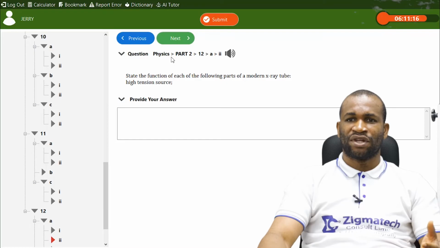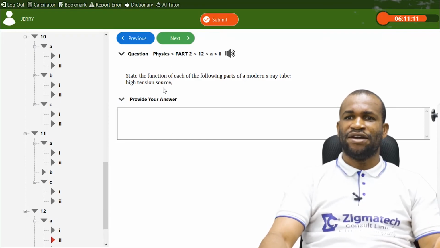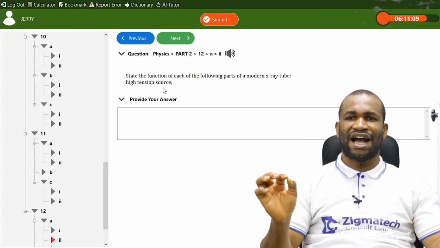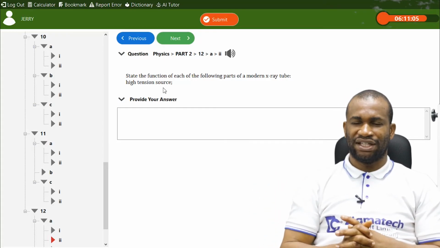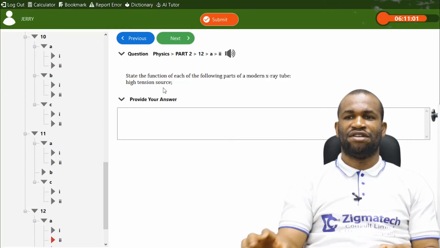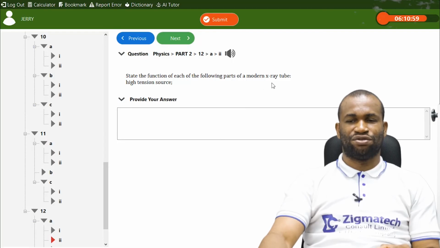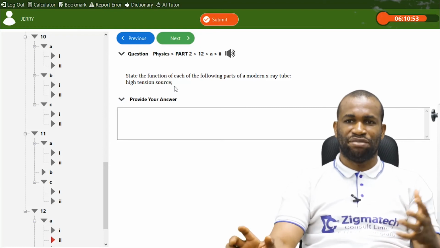That is the heater. The next one is the high tension source. This high tension source is a very high voltage connected across the positive and negative of the X-ray, because without a very high voltage, we may not be able to have an X-ray tube. So this high tension source provides a high potential difference between the ends.